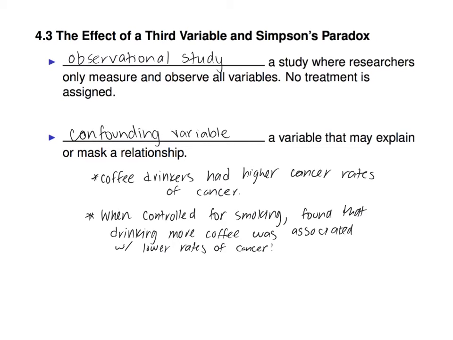And you say, holy moly, what am I to do? So the answer is go drink that Java. Well, maybe I'm not a medical doctor, I shouldn't give advice in this video, but the point is that smoking was a confounding variable that masked the actual relationship that was going on, and the relationship was that drinking more coffee was associated with lower rates of cancer. It's probably the smoking that was leading to the higher cancer rates that were being observed.